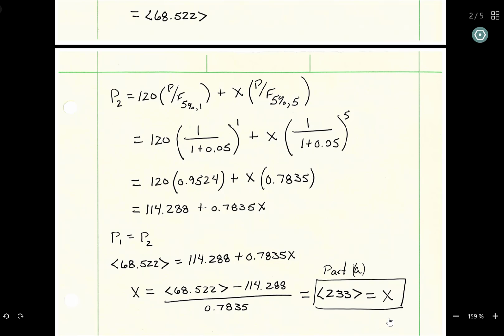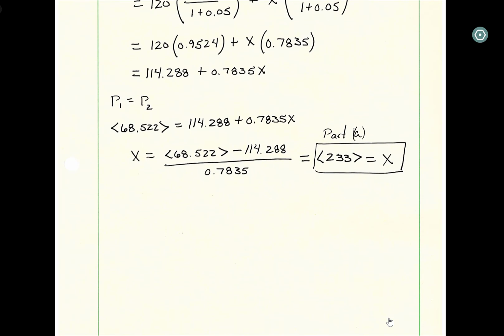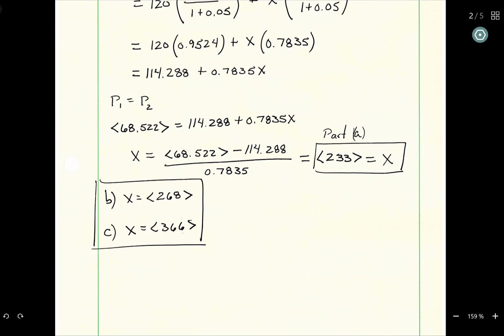We can repeat the same approach for parts B and part C, where the only difference is the value of I in the equations that we developed above. Solving for these, we find that for part B, x is negative 268, and for part C, x is negative 366.